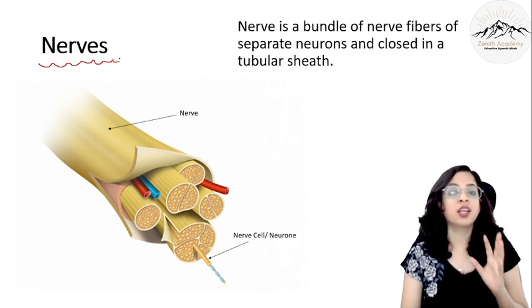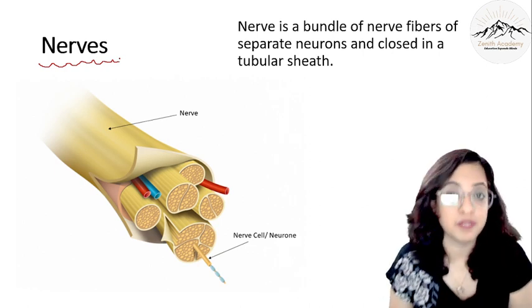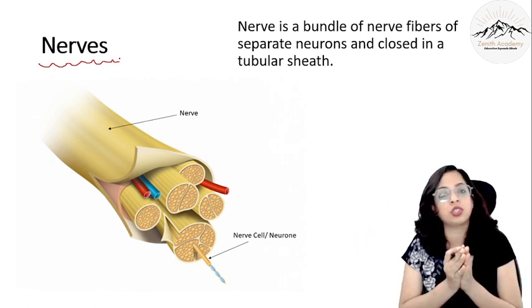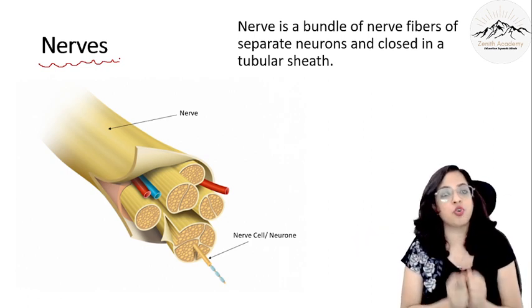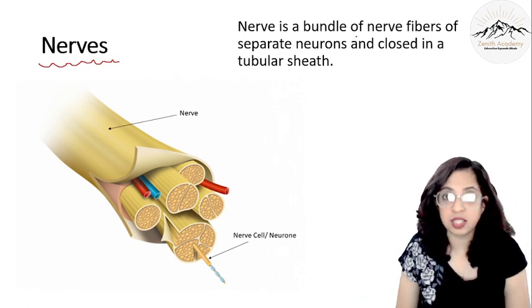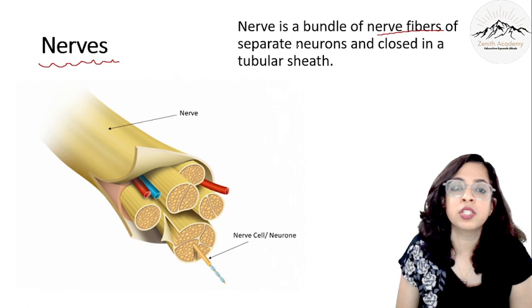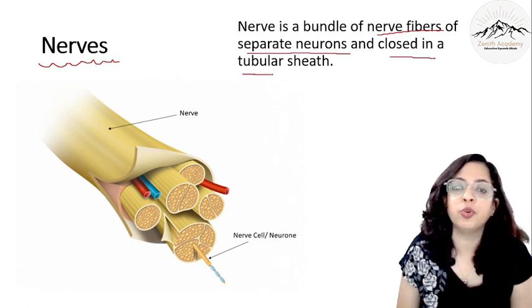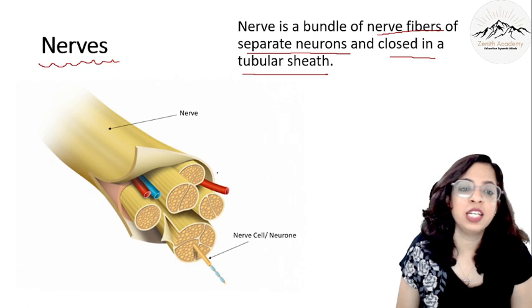Many students get confused between neurons and nerves. Okay, a nerve is nothing but a bundle of neurons. A bundle of nerve fibers is known as a nerve. So one single nerve is a bundle of many nerve fibers of separate neurons and closed in a tubular sheath. Can you see it like this?